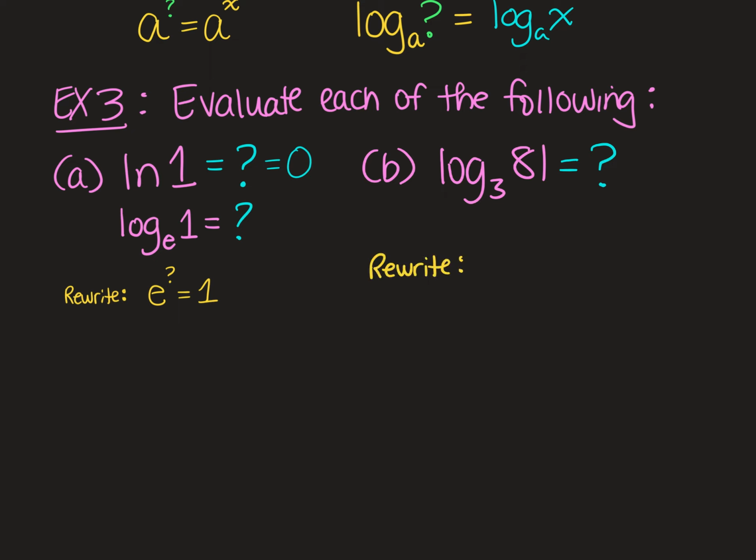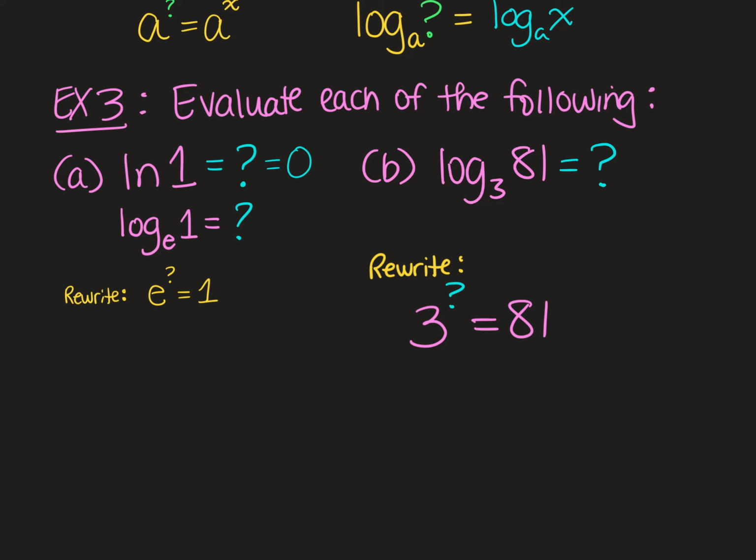All right, so we have to rewrite it from logarithmic form into exponential form. That's our goal. The base of our logarithm is 3. That's the base of my exponent. A logarithm is always equal to an exponent. So we have 3 to some power equals 81. So really what I'm asking you to figure out is what power of 3 gives me 81?